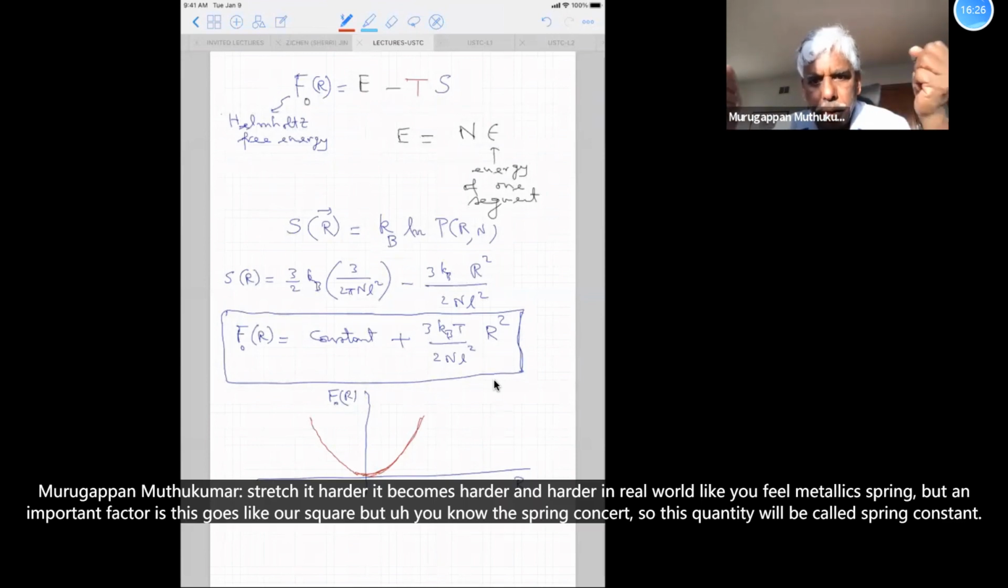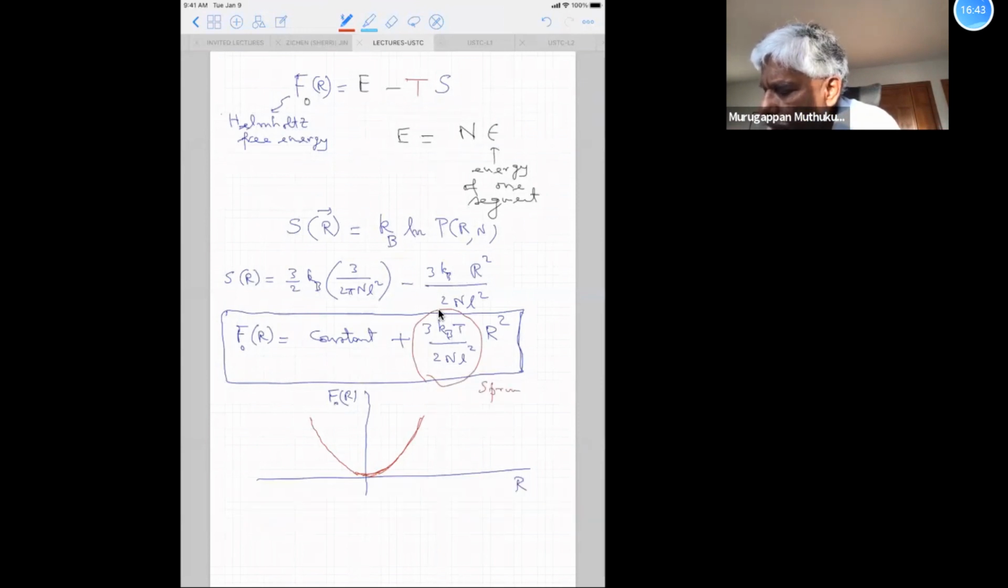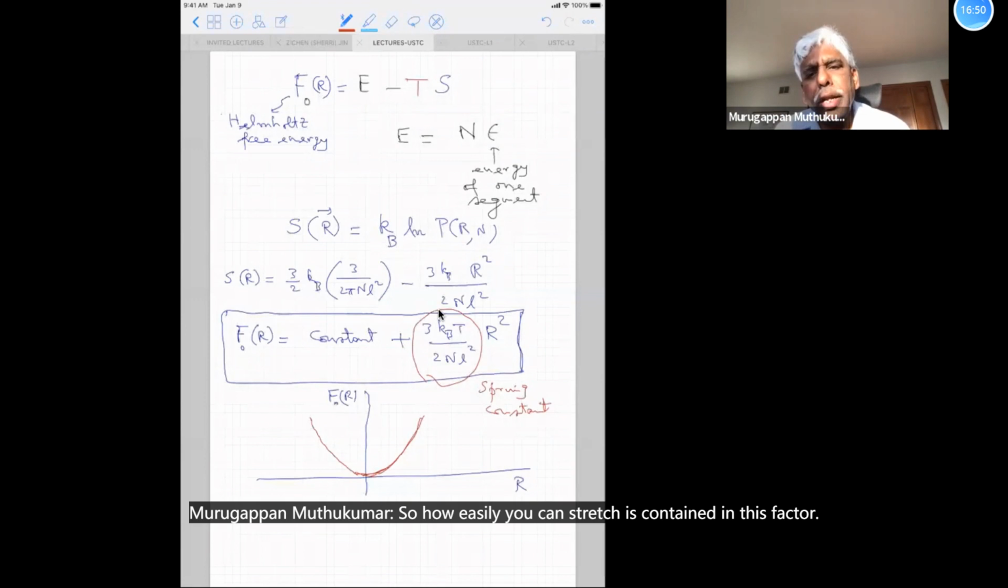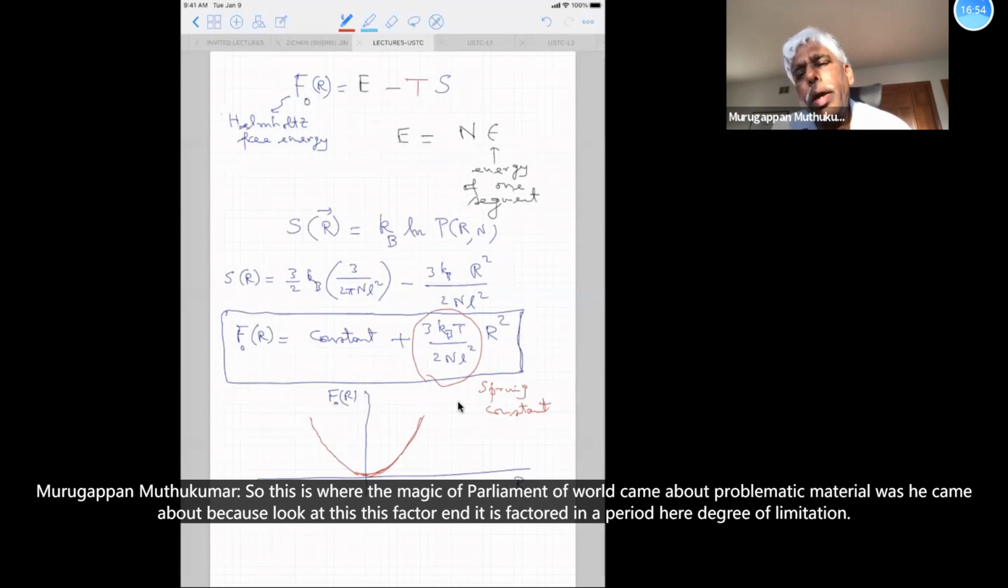Stretch it harder, it becomes harder and harder in the real world, like if you have a metallic spring. But the important factor is this goes like R squared. But you know the spring constant. So this quantity would be called the spring constant. How easily you can stretch is contained in this factor. So this is where the magic of the polymeric materials world came about.